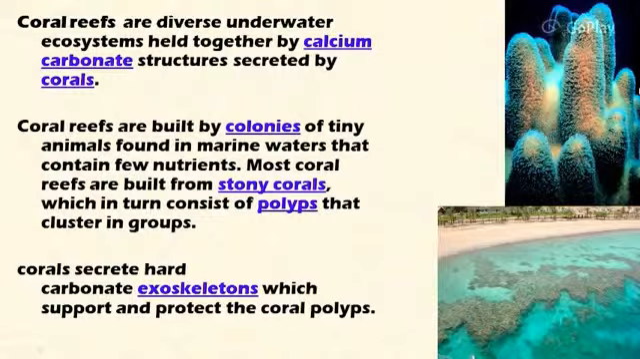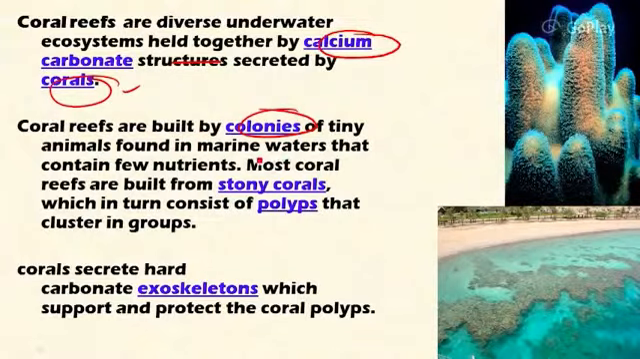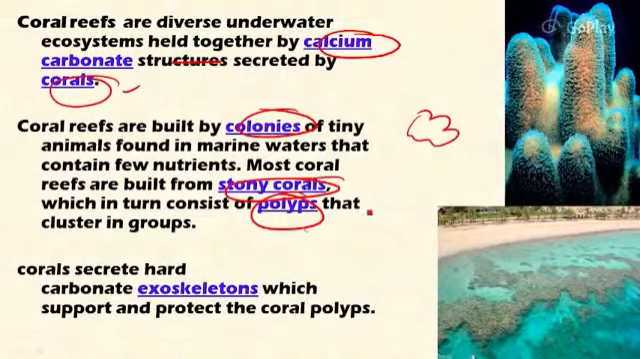First, the definition. Coral reefs are diverse underwater ecosystems held together by calcium carbonate structures secreted by tiny animals called corals. These coral reefs are built by colonies of small animals found in marine water, and most coral reefs are built from stony corals, which in turn consist of polyps. These are the animals. They live in groups, in clusters, and these coral polyps, the tiny animals, secrete a hard calcium carbonate exoskeleton.